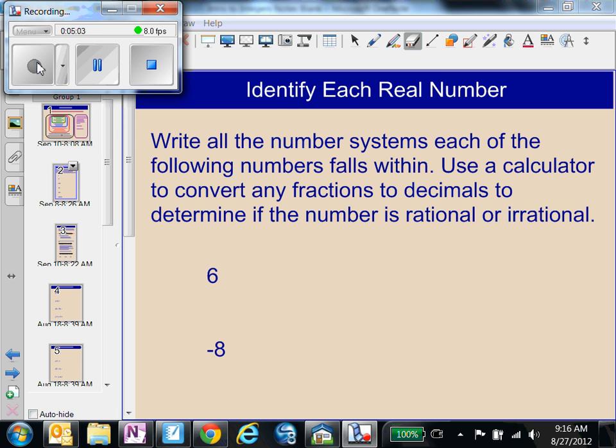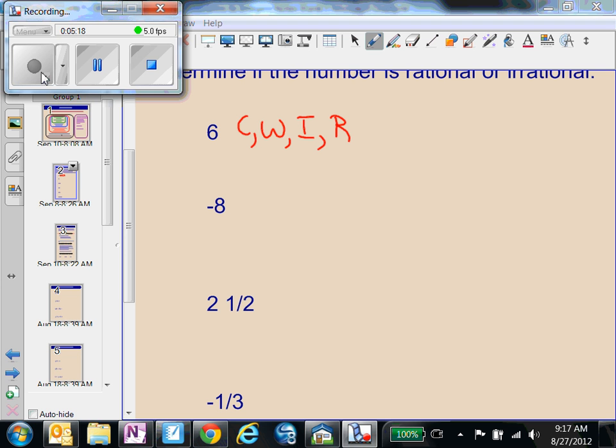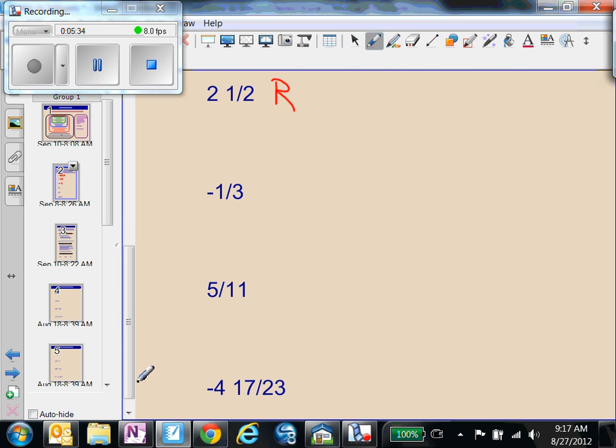Okay, so 6 is a whole number, a counting number, an integer, and a rational number. Do you have any questions? -8. -8 is an integer and a rational number. 2.5 is a rational number. -1/3 is a rational number. 5/11 is a rational number.